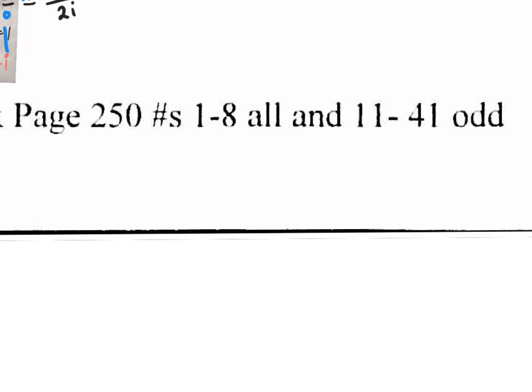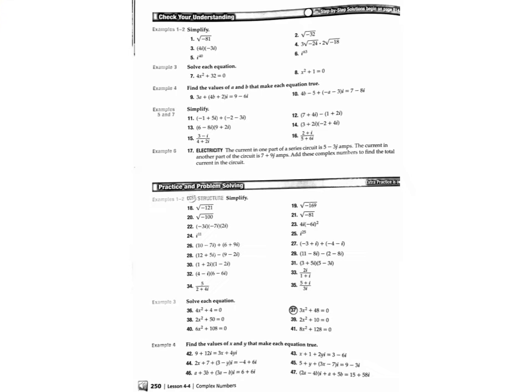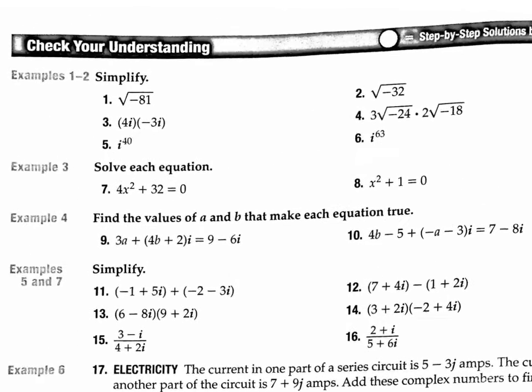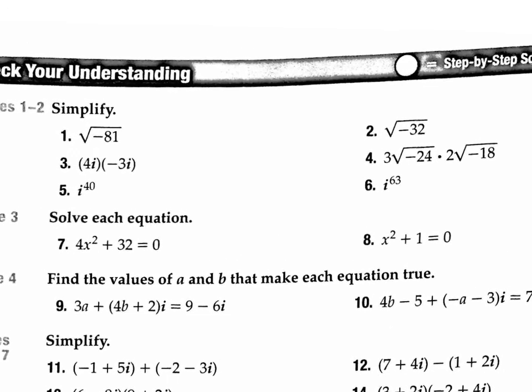So on Edmodo, I'll have this picture, which is a picture of the page. You guys could actually start it right now. Copy down 1 through 8 and start doing it. That's the assignment, 1 through 8, and then 11 through 41 odd.